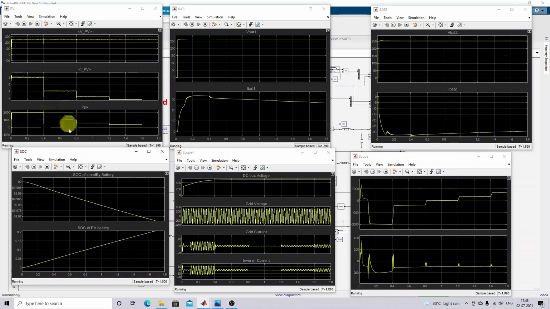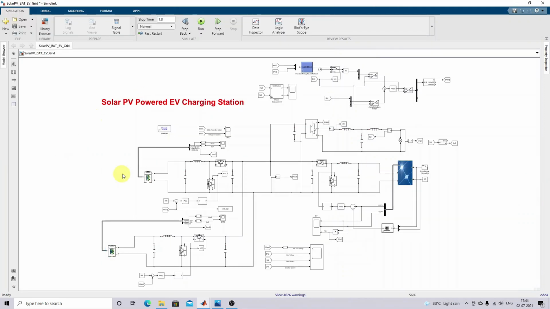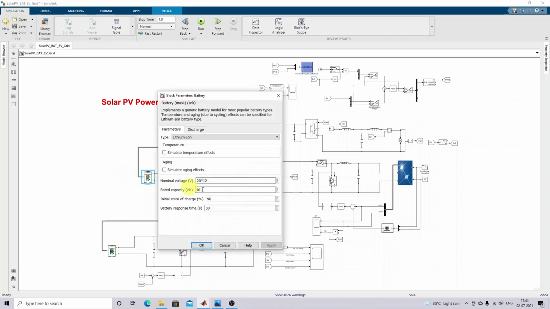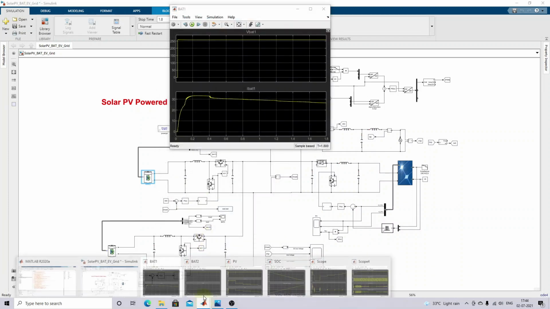So this is the working of this model with the condition. The SOC of the storage battery is 90 percentage and the EV battery is 9 percentage. So now I am going to change the SOC of the stationary battery to 40 percentage. Okay, and then once again I am going to simulate this model.